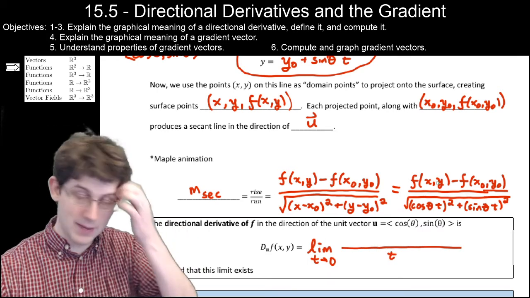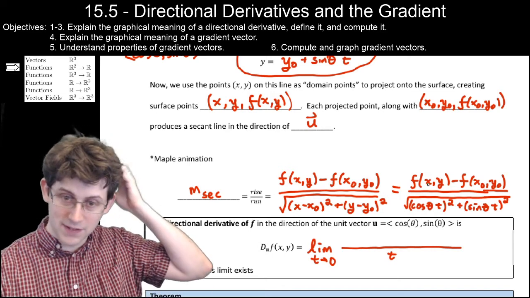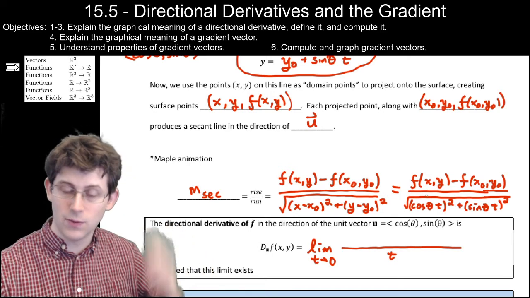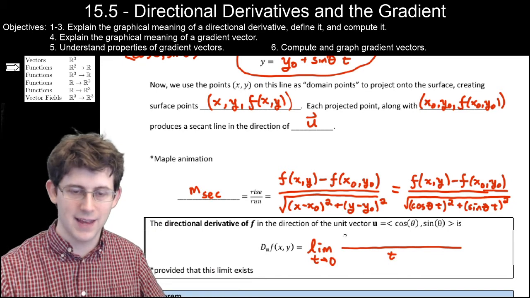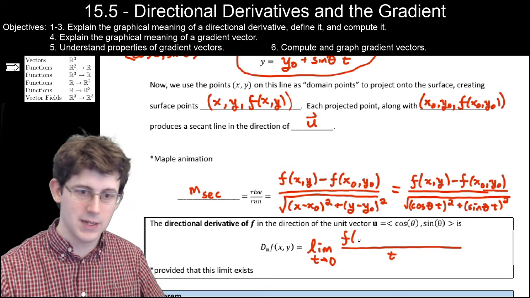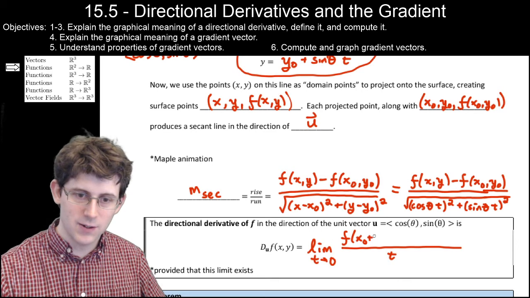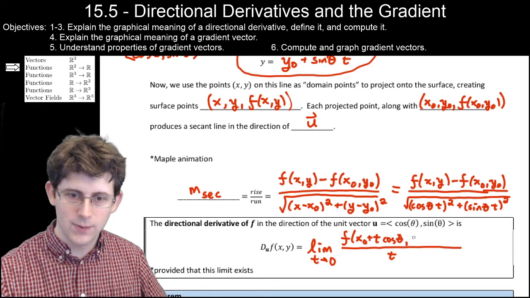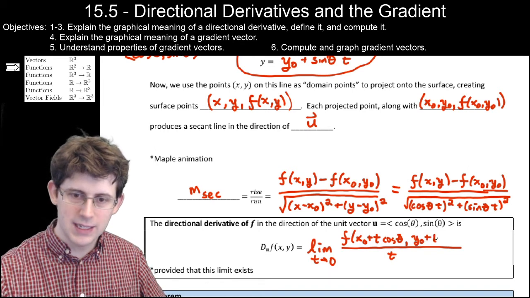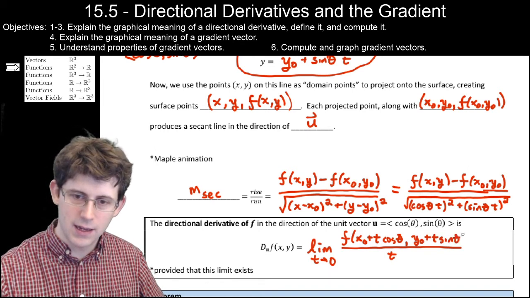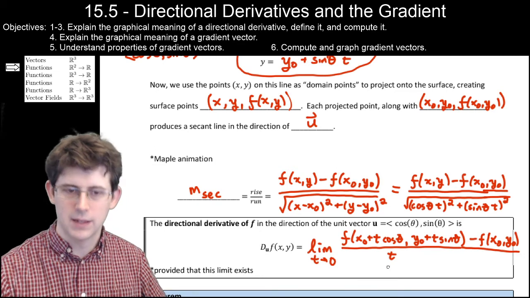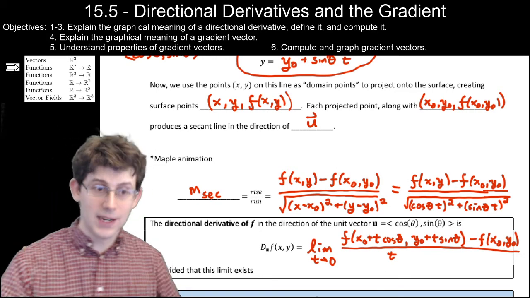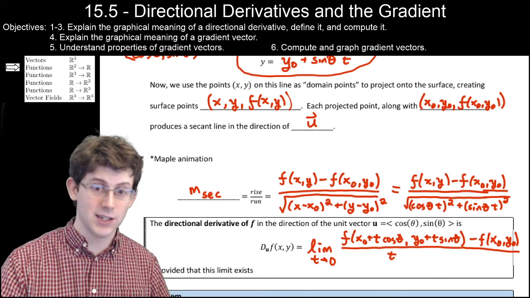The numerator, all I can really do to reduce the number of variables is write x and y in terms of the theta that we had before. So x was x0 plus t cosine theta, and y was y0 plus t sine theta. x0, y0 have no simpler form. So this is our formula for the directional derivative of a function in the direction u.